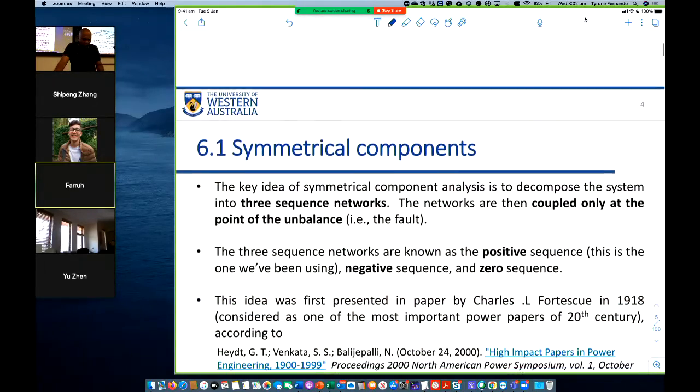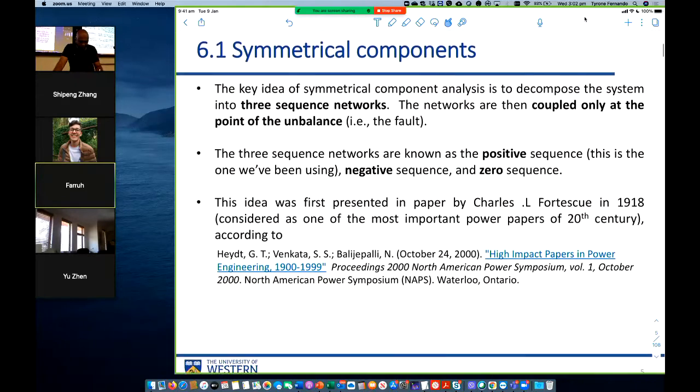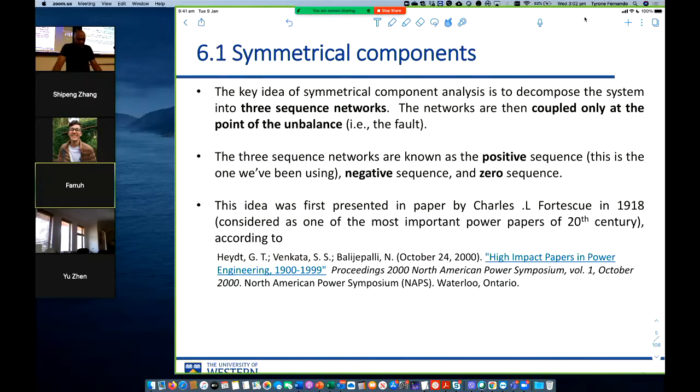So, what is symmetrical components? The key idea of symmetrical component analysis is to decompose the system into three sequence networks. So we have one network, which is phase A, for instance. We decompose that into 3 sequence networks.